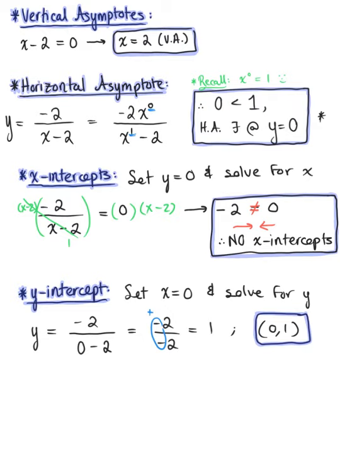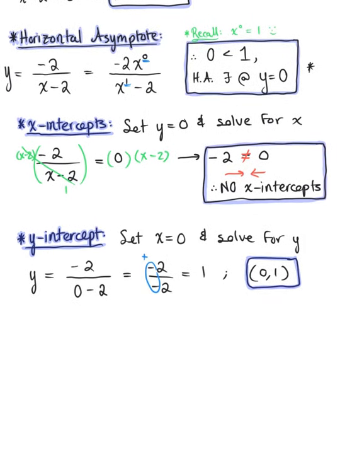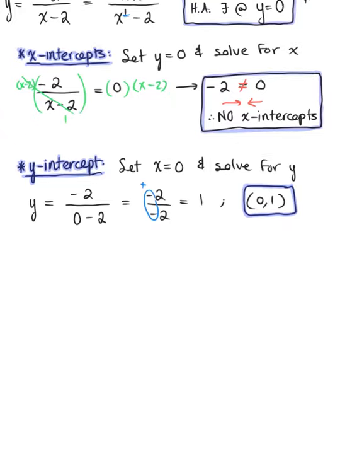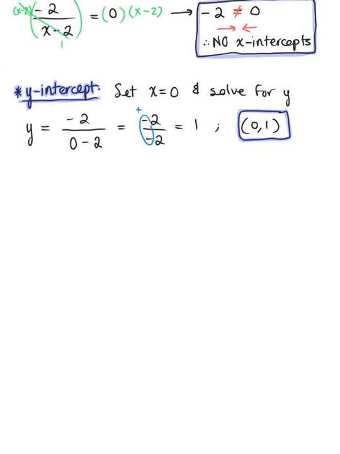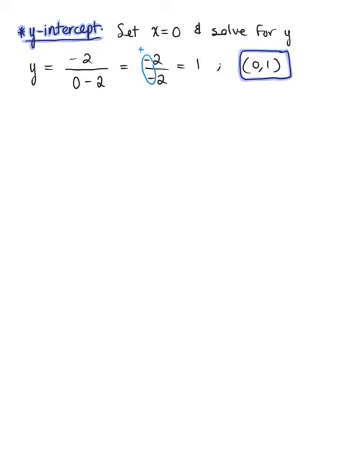Beautiful. Now, in addition to these 5 features here, to make sure that we are sketching a really accurate graph of this rational function, let's take this one step further and plot a few additional points on the domain. So let's create a table of values to plot some additional points.